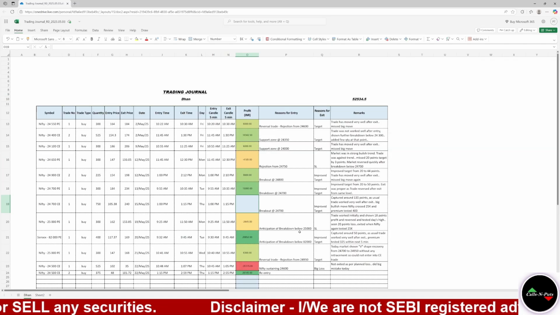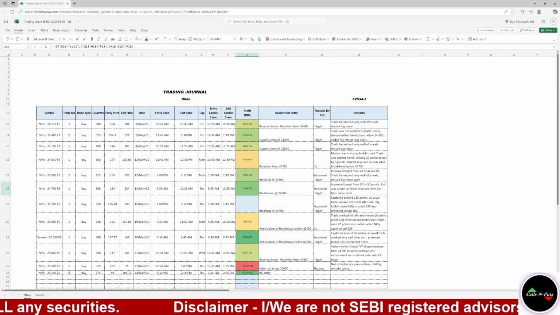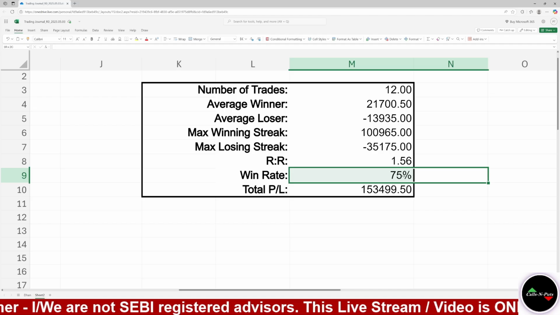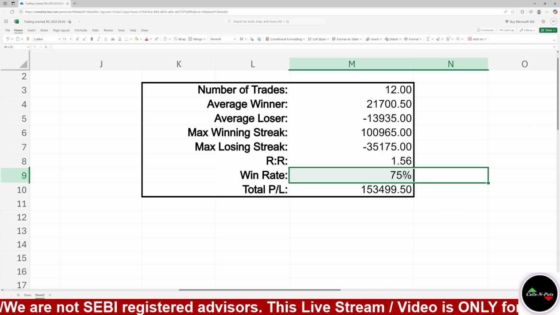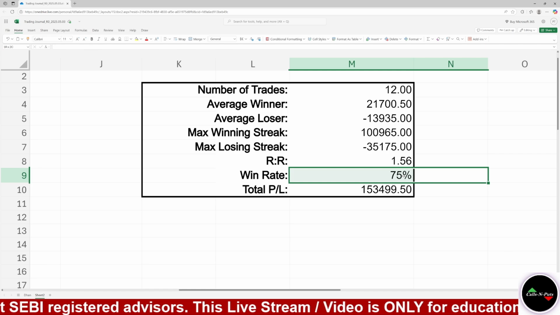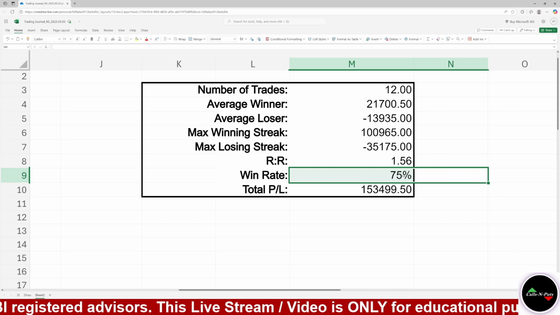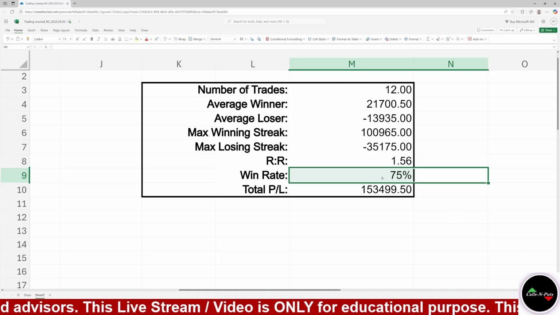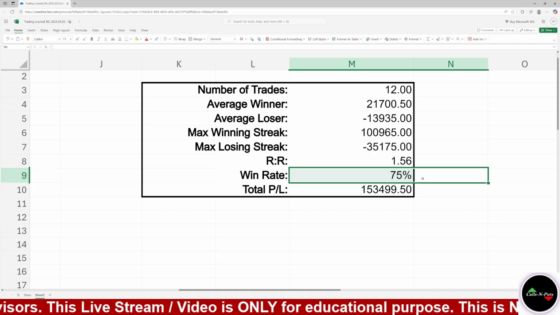Now let's go back and add that 1 lakh rupees profit again. Okay, so again if you see, till last week our win rate was around 85 or 86%, and at that time I also mentioned that this is not realistic, and as we move forward in this month, as we see some losses or losing trades, this will obviously fall down. Currently it is showing a 75% win rate.